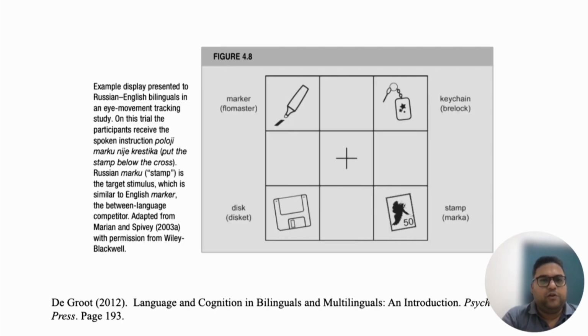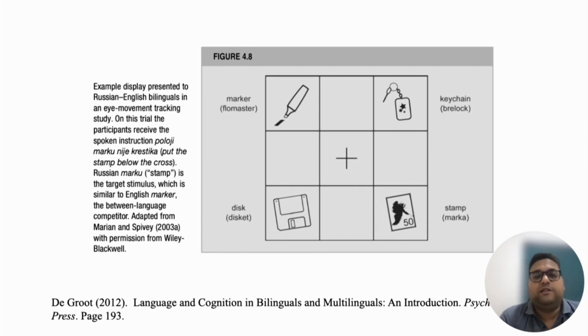Here you can have a look at how the visual display looked from Marian and Spivey's 2003 study. You can see here that the marker is one of the objects, the keychain is another object, the disc is another object, and the stamp is another object. Now, if they are listening to the Russian instructions, Poloye Marku Nie Krestika, then they will get distracted between marku, which is the stamp in Russian, and marker, which is marker in English.